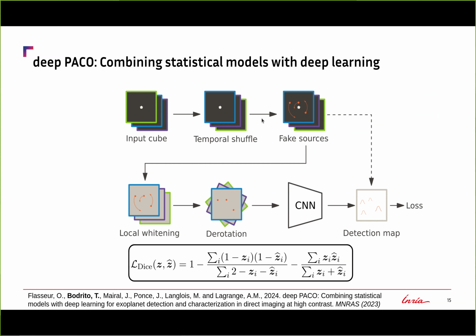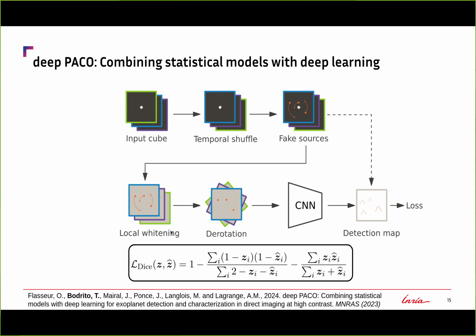We can do that because the statistical model doesn't depend on the order of the frames, because it models the collection of patches as samples from a multivariate Gaussian distribution. There is no assumption of order, so you can shuffle the frames and it won't impact the statistical model.